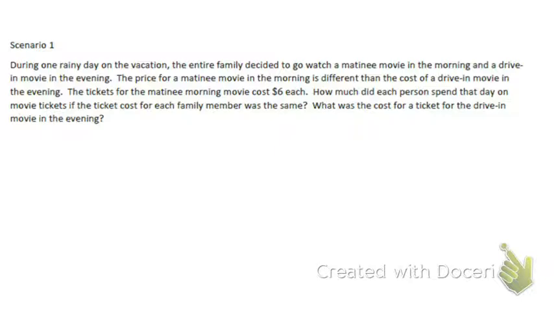Alright, so kind of a lot of information there. So I like to highlight just the important parts, which hopefully you guys can do also. So they went on a trip during a rainy day. They went to watch a matinee movie in the morning. A matinee is just like a morning movie. Whenever you go to the theaters, it's a little bit cheaper. And then a drive-in in the evening. So we know that the matinee morning movie costs $6, right?